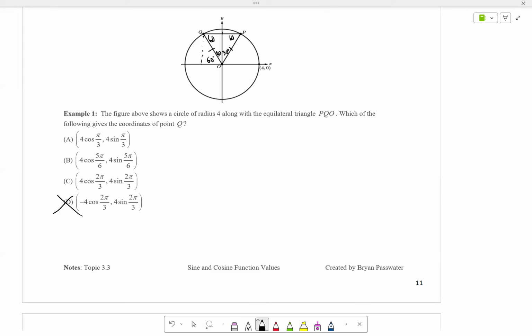Yes, Jonas. I think, because cosine of 2 pi over 3 turns out to be -1/2. Well, the x coordinate would be cosine of 2 pi over 3 times 4. I'm just making sure the angle is 2 pi over 3, right? Yes, the angle is 2 pi over 3. And cosine of that would be -1/2. So when you multiply by 4, you'll get -2, and that fits. That's the only one that fits, I think. Okay, any other insight?